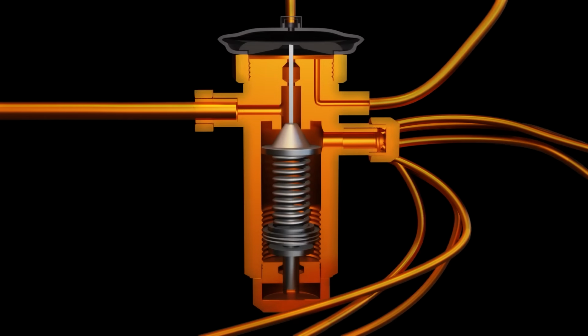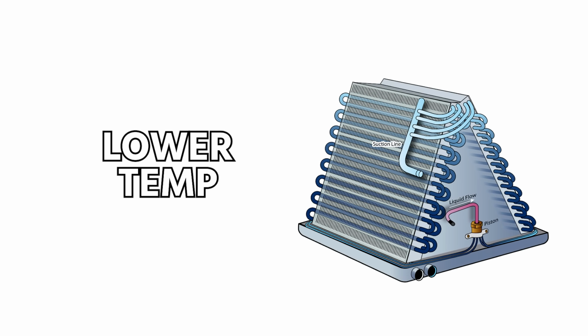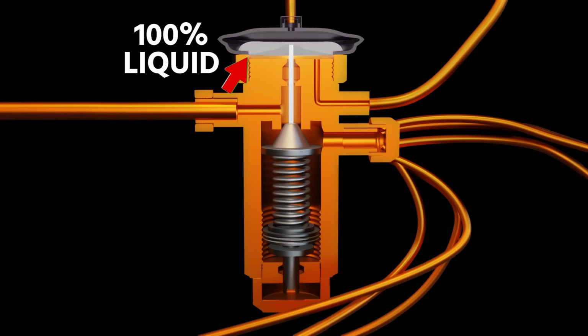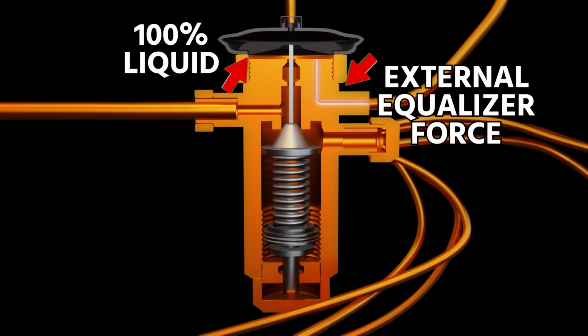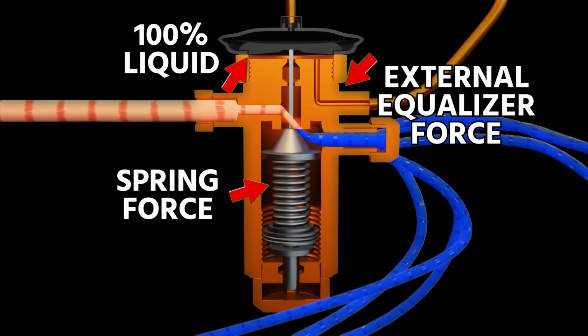TXV is a very common type of metering device. It provides the pressure drop. We often call it the pressure dropper or the pressure decreaser. So it takes that high pressure, warm liquid refrigerant, it drops its pressure, which then allows the temperature to be significantly lower in the evaporator coil. There are several forces that affect the TXV. You have the bulb force and the external equalizer force, as well as the spring force. By adjusting the spring force, you can set the outlet superheat, which basically just means you can decide how far you want the liquid refrigerant to boil in that evaporator coil.